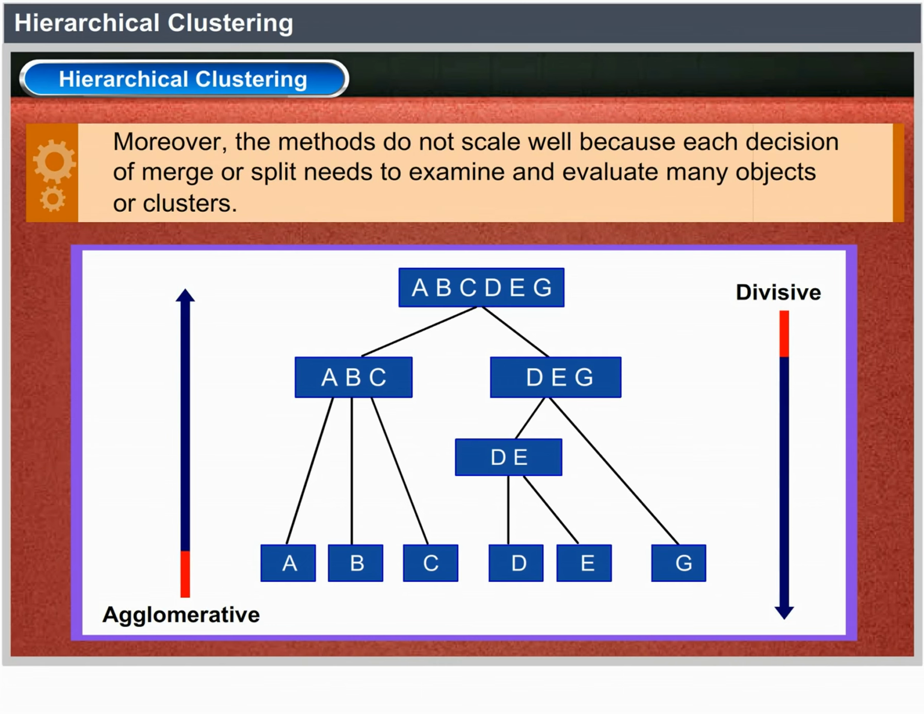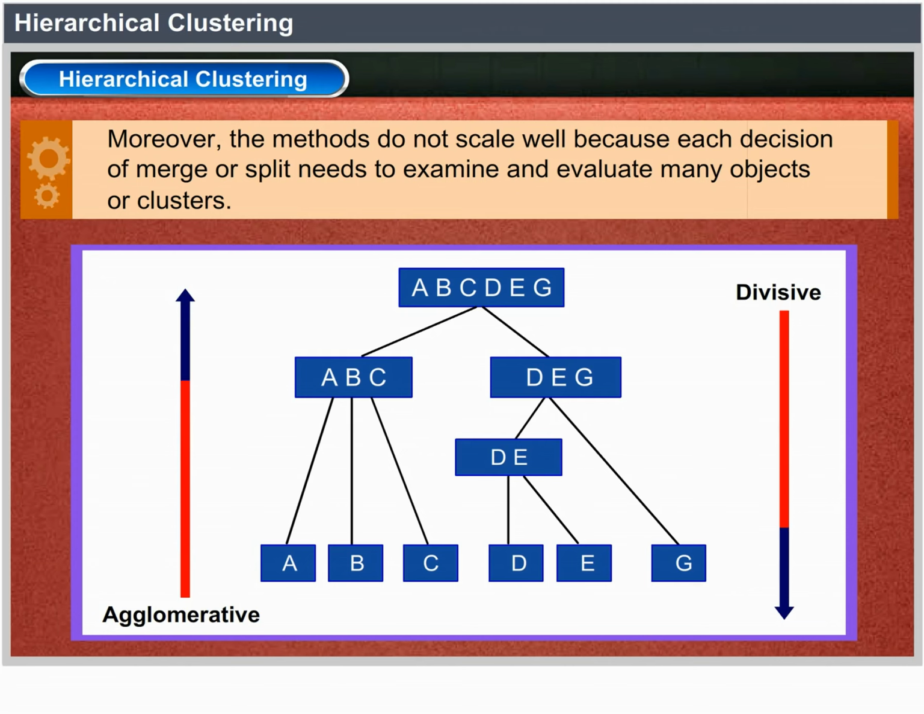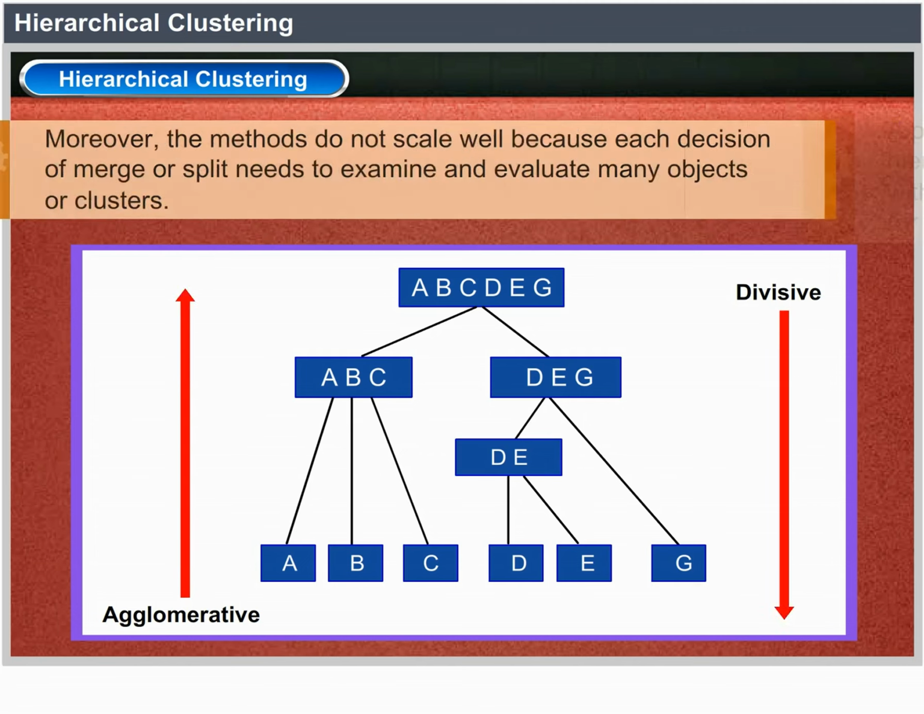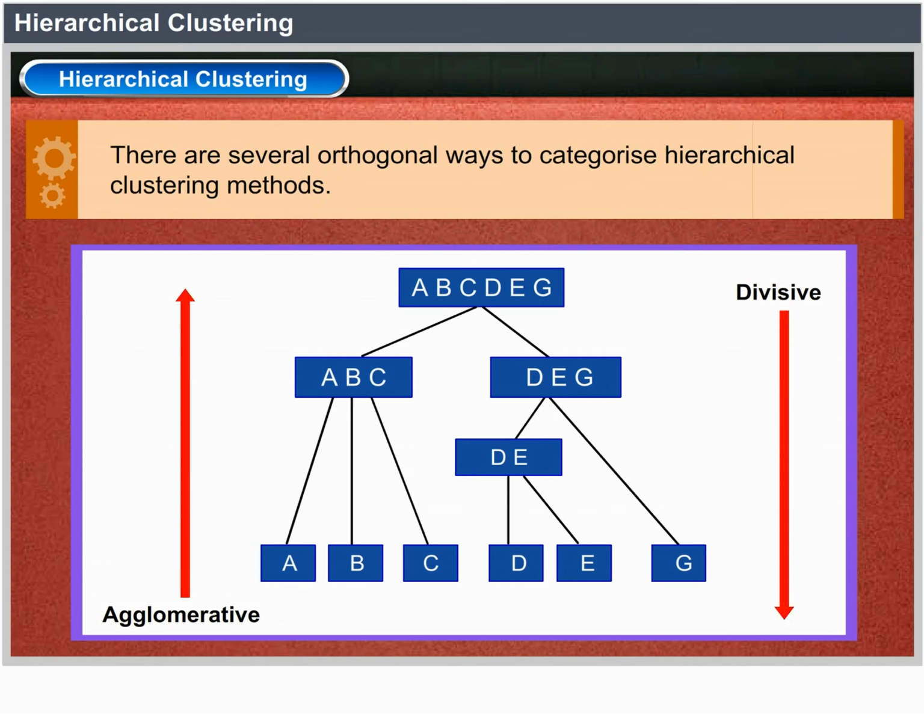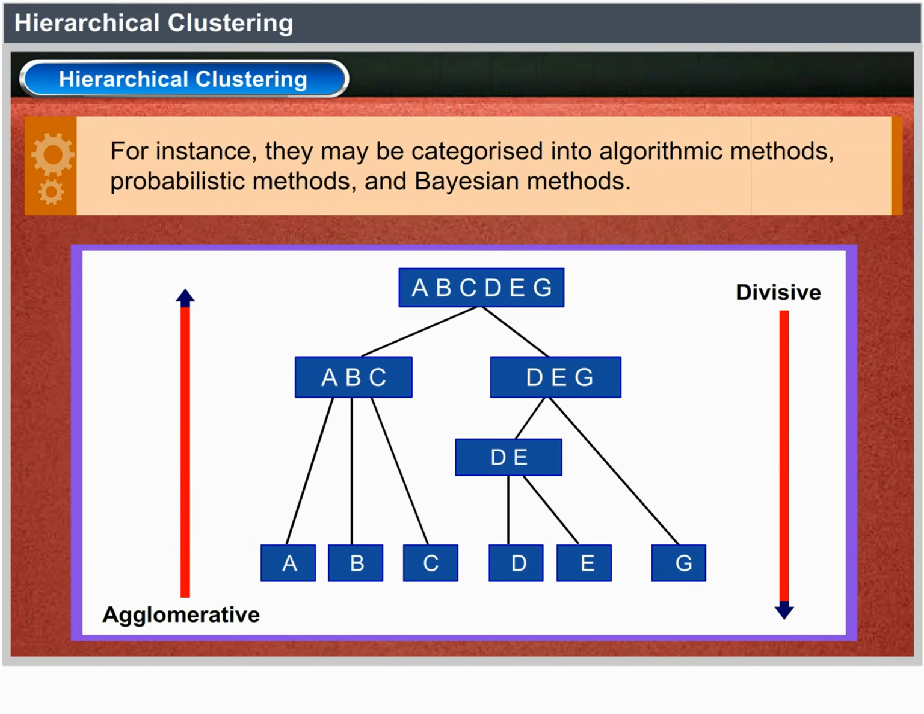Moreover, the methods do not scale well because each decision of merge or split needs to examine and evaluate many objects or clusters. A promising direction for improving the cluster quality of hierarchical methods is to integrate hierarchical clustering with other clustering techniques, resulting in multiple-phase or multi-phase clustering. There are several orthogonal ways to categorize hierarchical clustering methods. For instance, they may be categorized into algorithmic methods, probabilistic methods, and Bayesian methods.